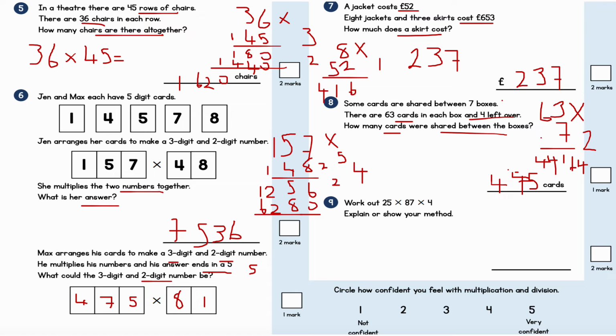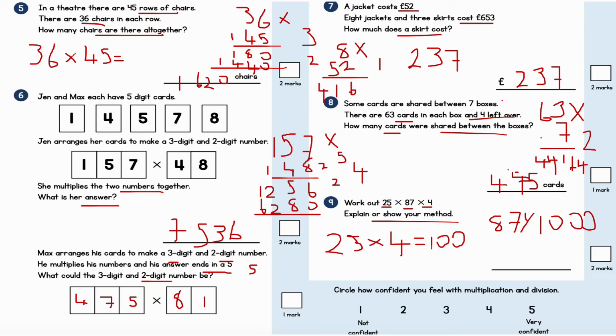This is question number 9. Work out 25 times 87 times 4. Explain or show your method. Now here it's a little trickier. 25 times 4, guys, is actually equal to 100. So essentially I'm doing 100 times 87, or 87 times 100. And the answer that I get is 8,700.